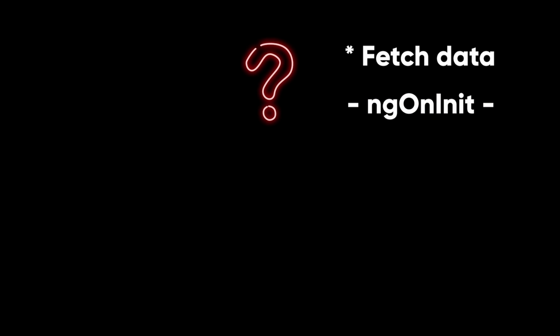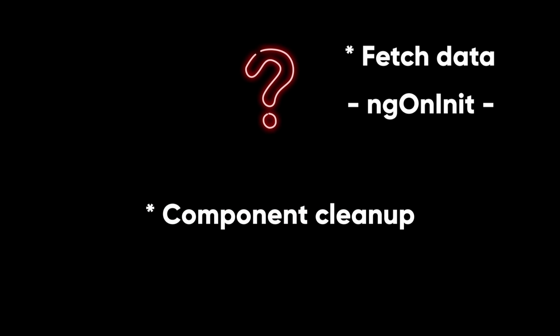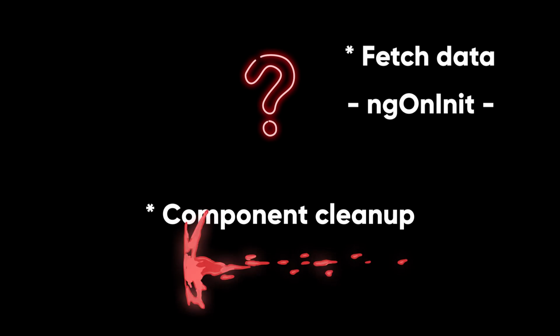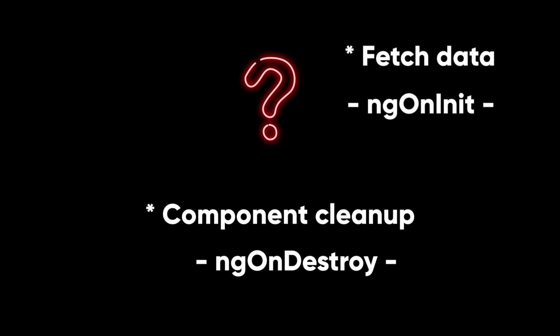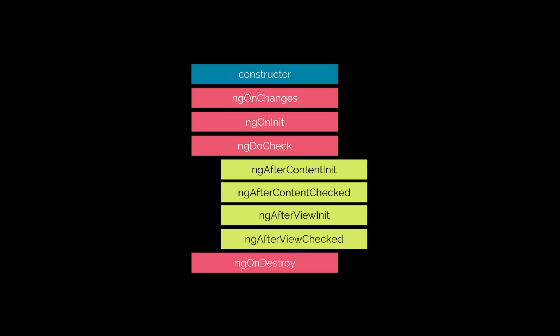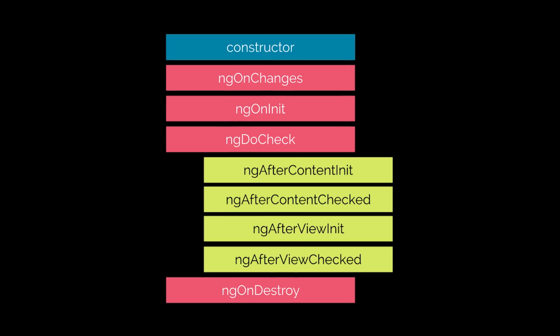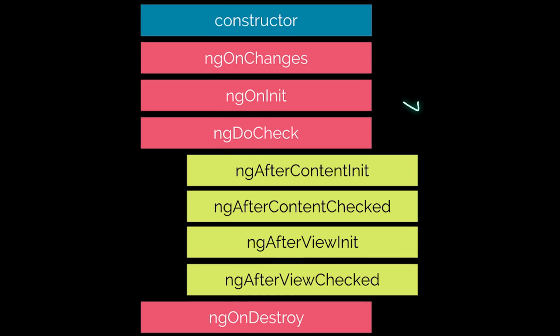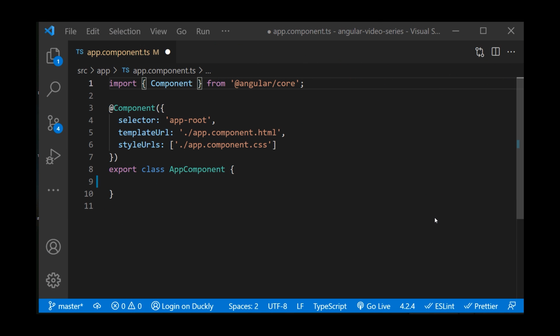When do we want to use them? For example, if you want to fetch some data and display it in your component, you will do that inside of the ngOnInit lifecycle hook when the component gets initialized. Or if you need to clean up your component, remove some subscriptions you might have to prevent memory leaks, you will do that inside of the ngOnDestroy lifecycle hook, just before the component gets destroyed. This is the list of all hooks in the exact order in which they get initialized, but the most used ones are onInit, onChanges, and onDestroy.